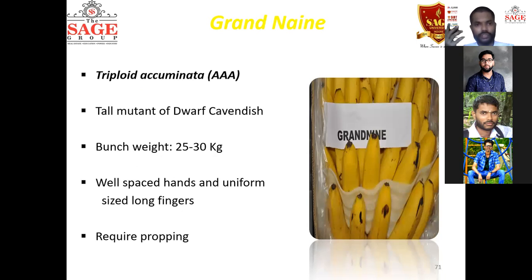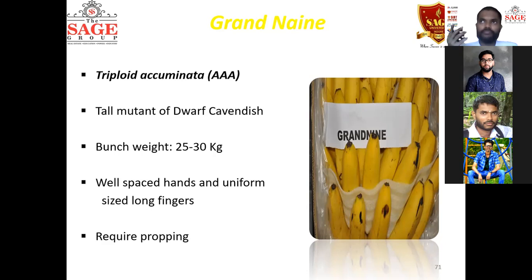Then this is the ruling variety, that is Grand Nain, at the international level. Earlier also we have seen this belongs to AAA, that is triploid. It is a tall mutant of dwarf Cavendish. The bunch weight is 25 to 30 kg, with well spaced hands, uniform size and long fingers. It requires propping, that is support, because the bunch weight is higher. And this variety is almost semi-tall.